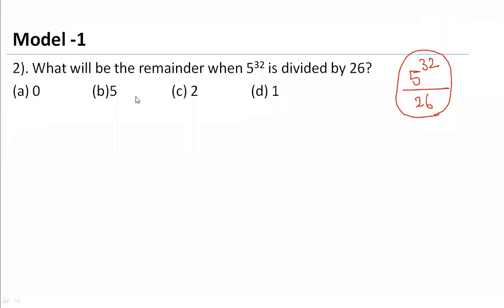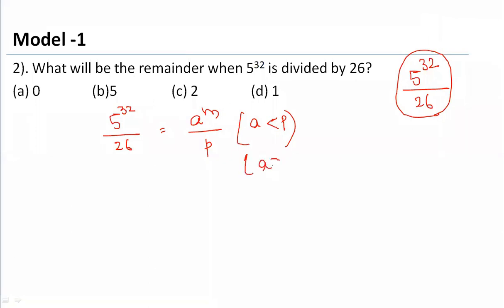So now, whatever expression we have, we can write it in the format of a power m by p. The question is 5 power 32 by 26. Okay. 5 power 32 by 26 can be written in the form of a power m by p. Wherever we have this format, always a should be less than p.